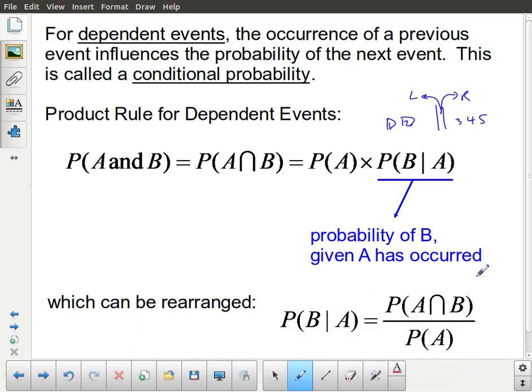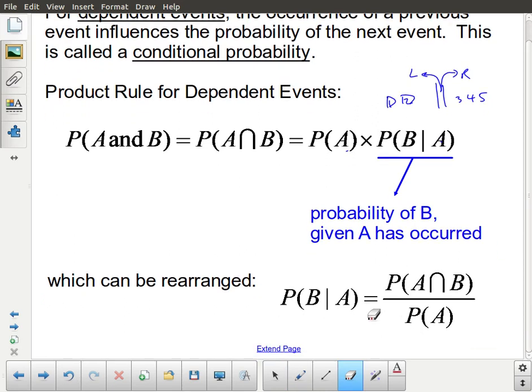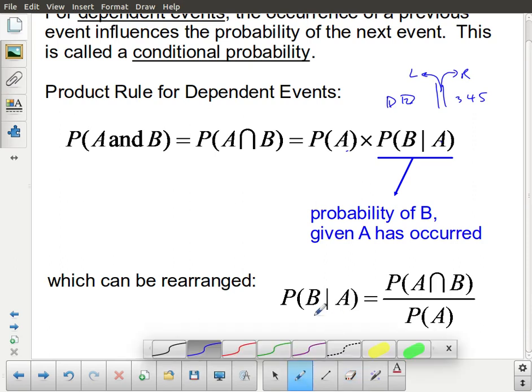Usually this is more of an algebraic exercise. You might be given both of these parts. You might be given this part and this part. Technically, you can be given any two out of the three. So just don't forget that you can algebraically rearrange it if you need to, if that's convenient. But of course, in order to be able to do that successfully, you need to be able to recognize what each of those parts looks like if it's given to you as data.